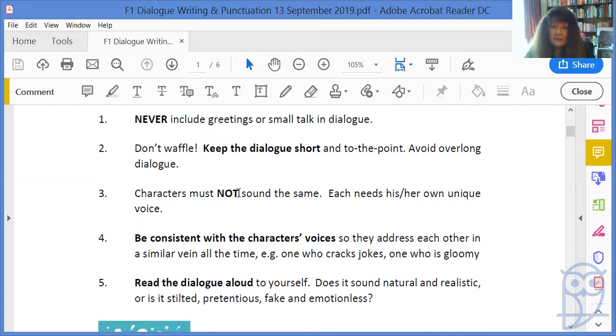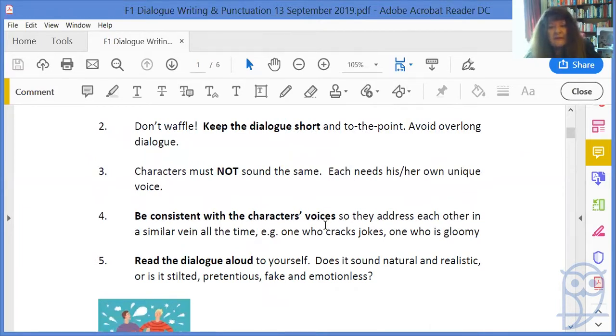Right, the third thing, you're going to have usually at least two characters in your story. So they mustn't sound the same. Each must have his or her own unique voice. Meaning, look at number 4, be consistent with the characters' voices so they address each other in a similar vein all the time. Maybe you've got one who's cracking a joke, one who is gloomy, etc. So they shouldn't sound the same because you can't say every time, said Janet, said John, said Janet, said John. You want your writing to be much more interesting than that, okay? You're not in the baby class anymore.